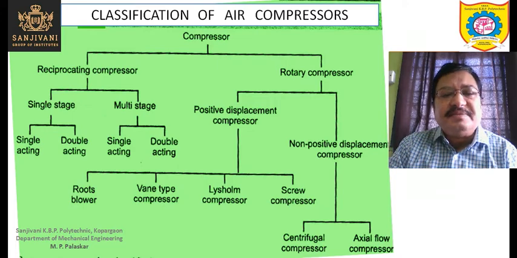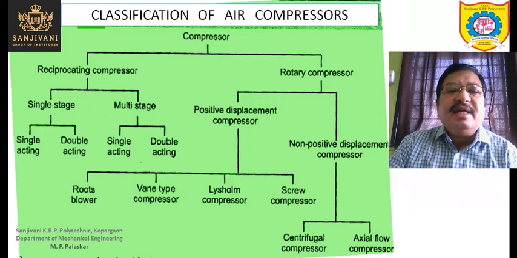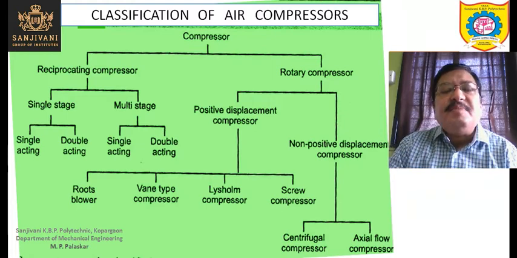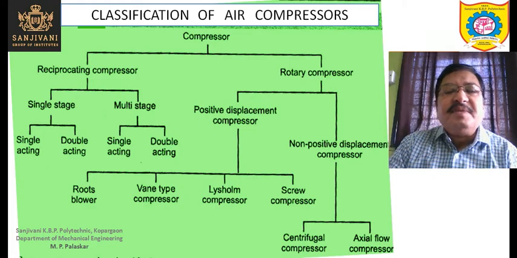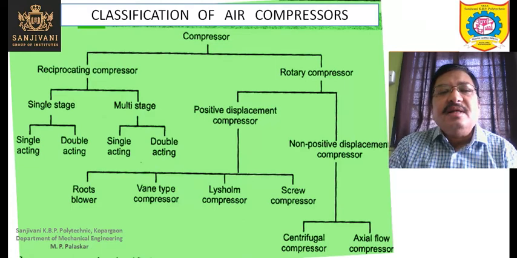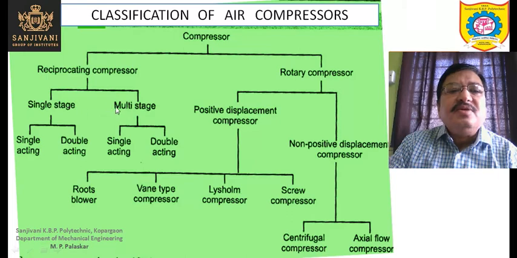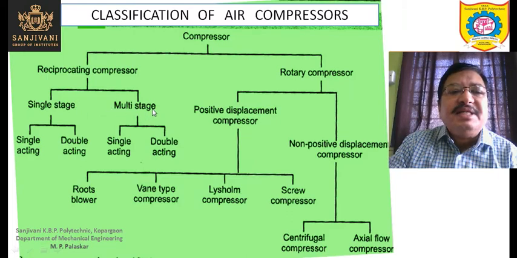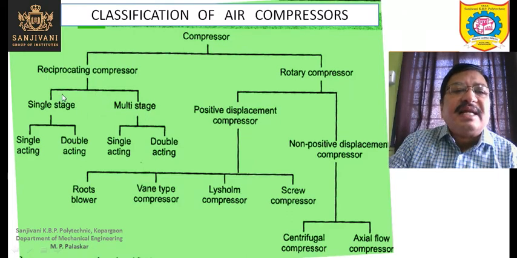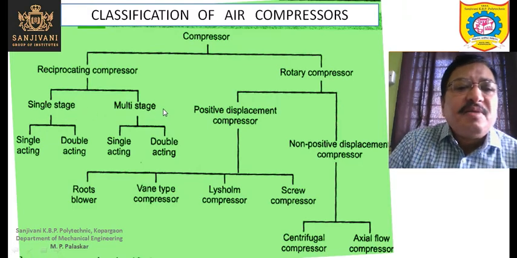increased again and again. The compressed air coming out from the first stage enters the second stage compressor, and the compressed air coming out from the second stage enters the third stage compressor. So in steps we are increasing the pressure. That method is called multi-staging, and those compressors are called multi-stage compressors. So compressors are classified as single stage compressors and multi-stage compressors.